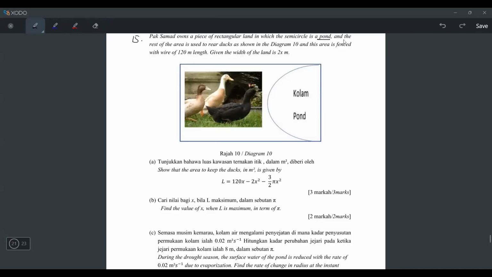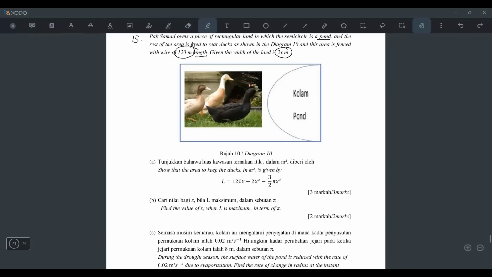And then let's keep reading. And the rest of the area is used to rear ducks as shown in the diagram 10, and this area is fenced with a wire of 120 meter length. Given that the width of the land is 2x meter. Okay, so there's a pond, and then the rest of the area is for the duck area, and the duck area is fenced with the wire of 120 meter length.